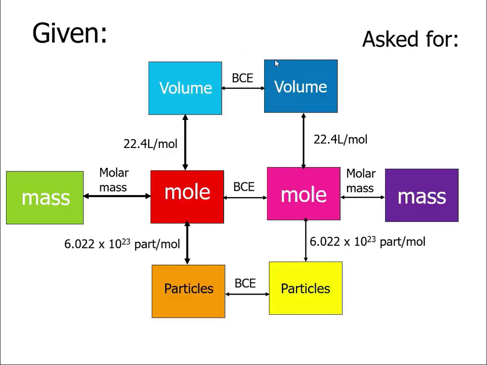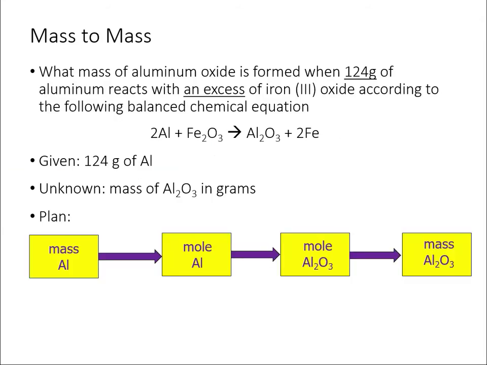So if we look at our mole diagram, we know that we're starting over here in mass of aluminum, and we're going to end up with mass of aluminum oxide. So we need to go from mass to moles of aluminum, to moles of aluminum oxide, to mass of aluminum oxide, and voila, we have a plan. We have a way that we're going to go across and solve our problem. So our plan is mass of aluminum to moles of aluminum to moles of aluminum oxide to mass of aluminum oxide. That's our plan.